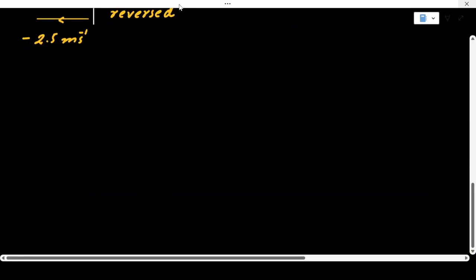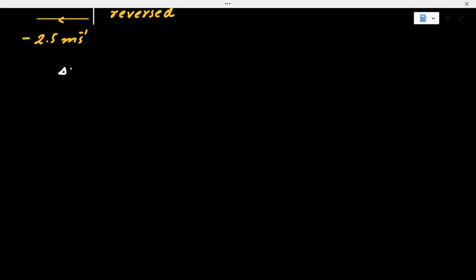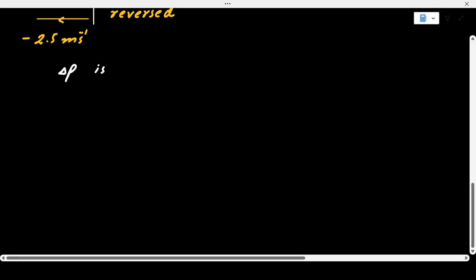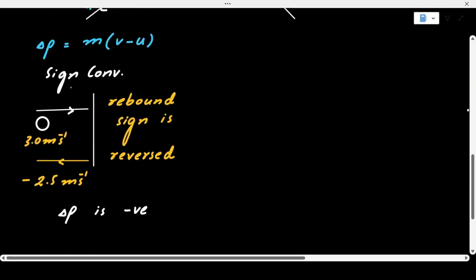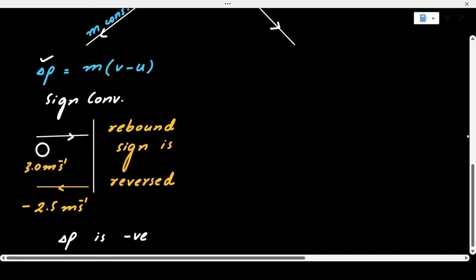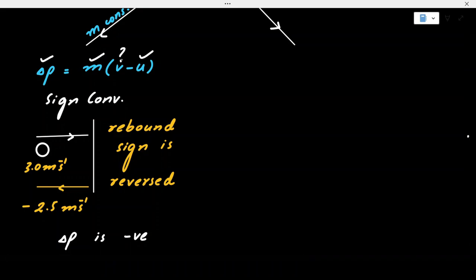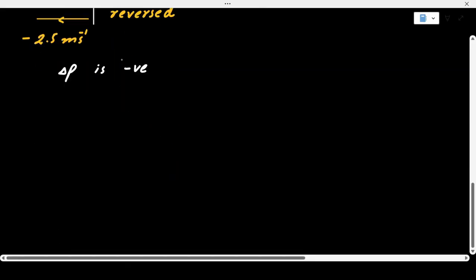And also another very important thing, if a rebound occurs, delta P is negative, because in many of the questions they would give you the value of delta P, they would give you the value of mass, they'll give you the value of initial speed. You need to find the final velocity, let's say. So whatever the given value of momentum is, that should be used with the negative sign.